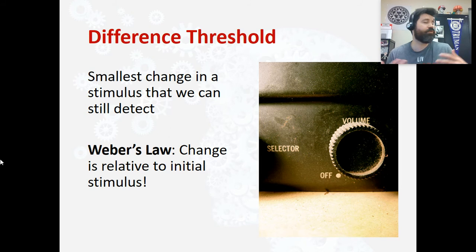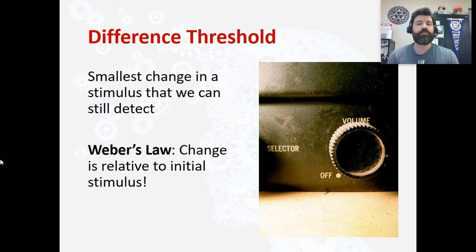If I'm in a room and the room is 70 degrees and then all of a sudden it's 72 degrees, it's technically warmer, but I probably can't tell the difference. How much warmer would it have to be before I can realize it's gotten warmer in here? That's the idea of the difference threshold.